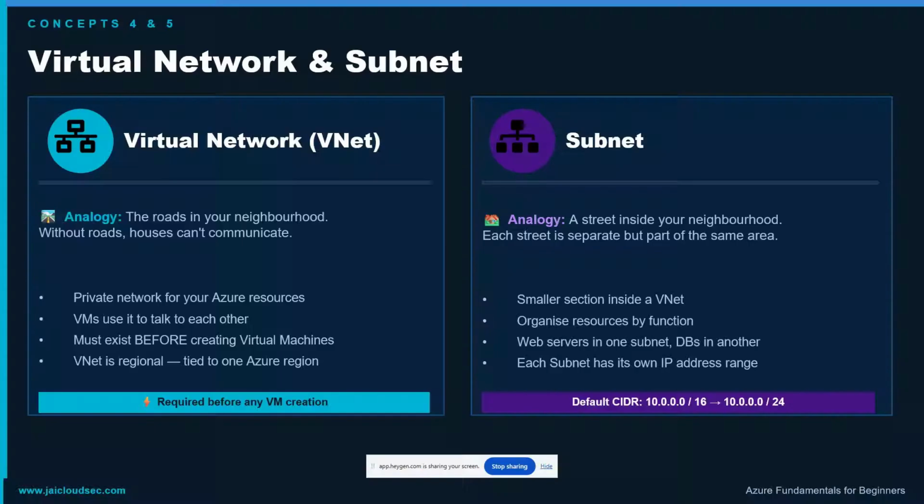Fourth is Virtual Network. Now let me explain the virtual network. Think of a virtual network like the roads in your neighborhood. Your houses need roads to visit each other, right? Without roads, nobody can get anywhere. In Azure, a virtual network is your private network in the cloud. All your virtual machines use it to communicate with each other, with the internet, and with your on-premises systems. And here is something important to remember. You must have a virtual network before you can create any virtual machines.